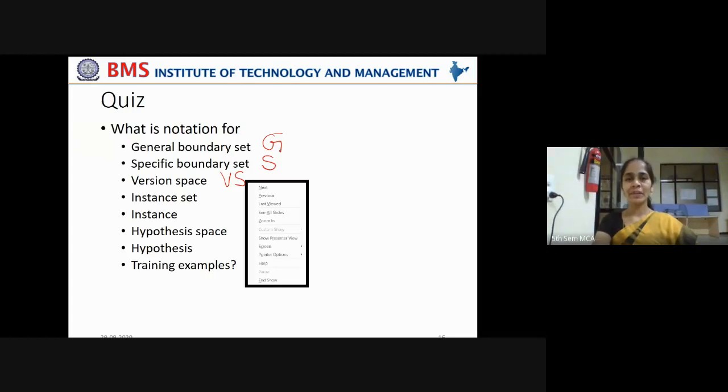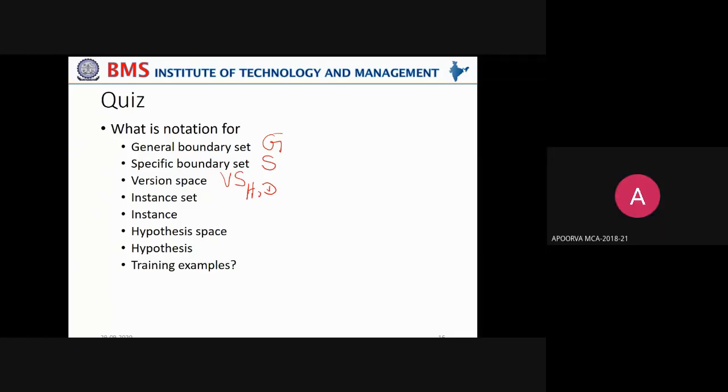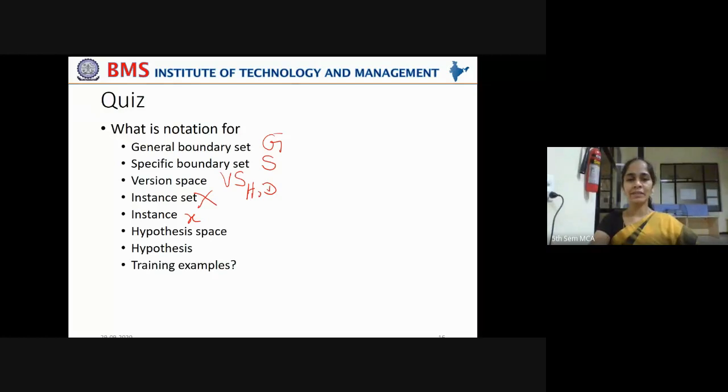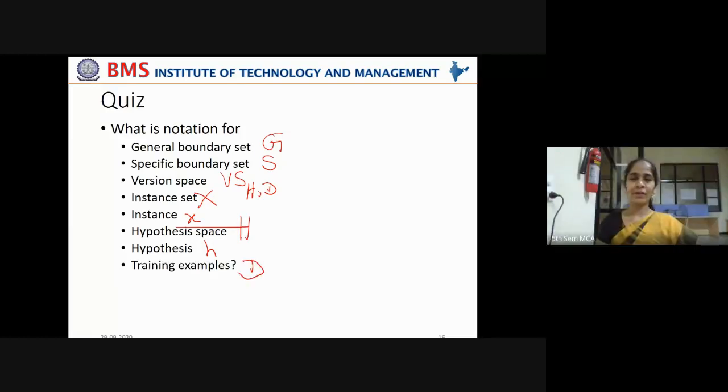Version space is what? It is H and D. Very good. Version space is the set of all hypotheses H that are consistent with the training examples D. Okay, this is the notation. Instance set? Capital X. Very good. Instance? Small x. Hypothesis space? Capital H. Very good. Hypothesis? Small h. Very good. Training examples? D. So well you have answered. Very good.